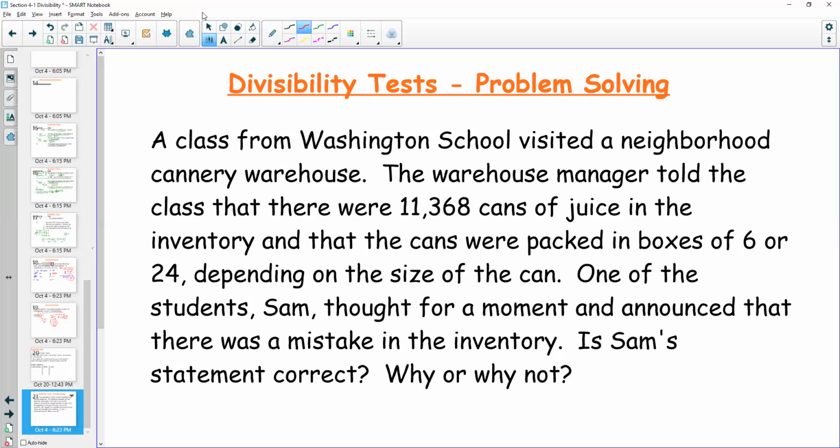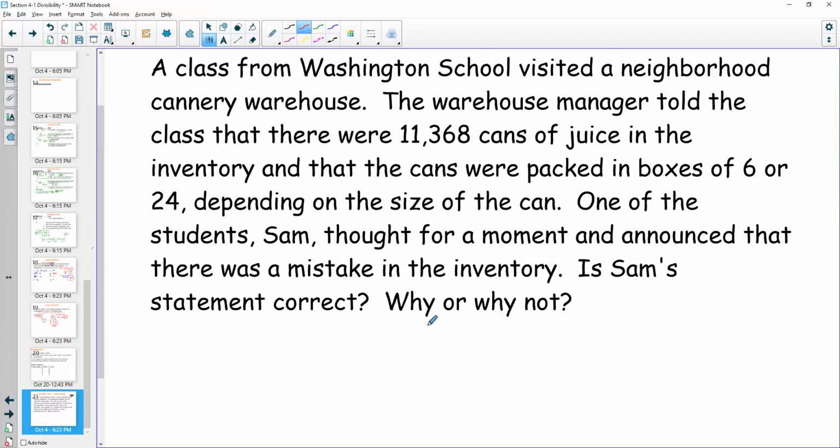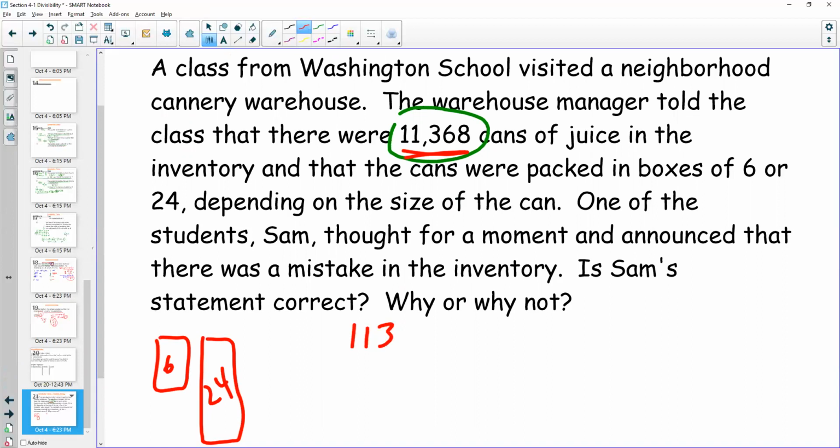I don't know. How do we figure it out? Well, what do we need to think about? We know that there's cans, and they're packed into packages of 6, and then bigger packages of 24. 24 is a multiple of 6. So if this is divisible by 6, it's also 24, we'll see. So really in the end, I want to know if it's divisible by 6. To be divisible by 6, it's got to be divisible by 2 and by 3. So let's see, is it even? Yes. So it's divisible by 2 for sure.